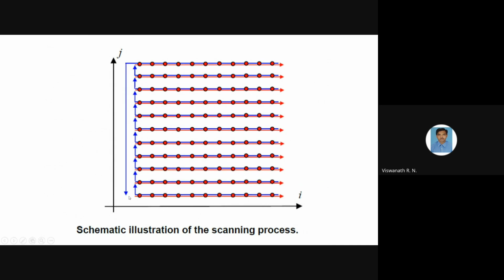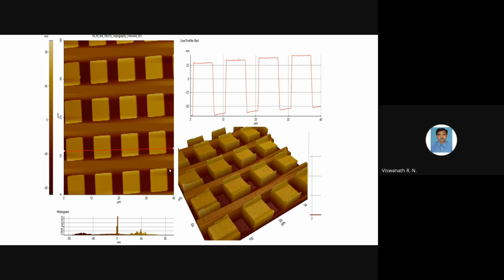It is basically rastering. Starting from here, going one way, then one step, and rastering in the reverse direction, coming back like that. Depending upon the size and the information you are recording, you have to give the information and get the additional information.